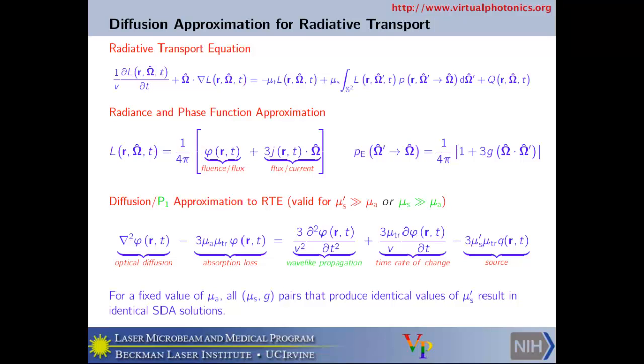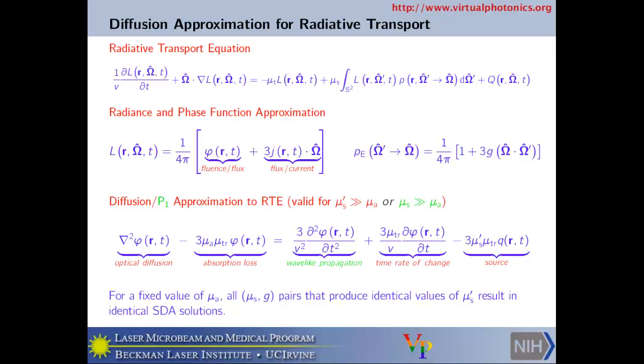The other thing I want to emphasize here is that in this radiative transport equation, you have a full description of the optical properties of the medium. You have mu sub A, the absorption coefficient, mu sub S, the single scattering coefficient, and the phase function, right? Mu T is the sum of mu A and mu S. You have mu S, and you have this phase function. Here, you have mu A. Mu TR is mu A plus mu sub S prime.